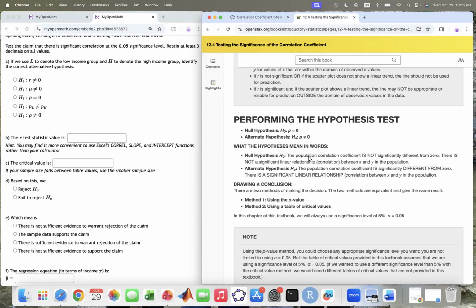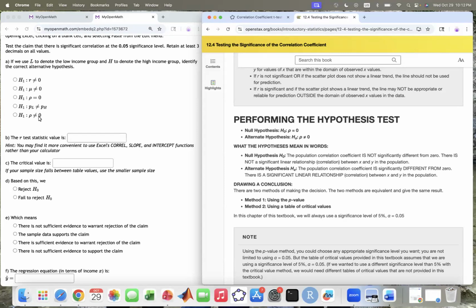Rho is the population correlation, whereas r is the sample correlation coefficient. So those are two different things, right? One is the sample and one is the population. Therefore, whatever you choose for HA or H1, you have to choose rho.